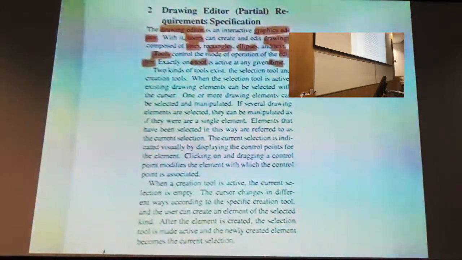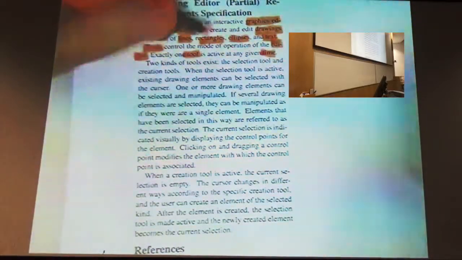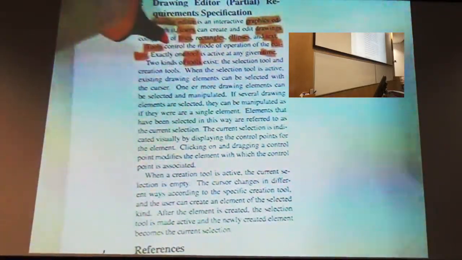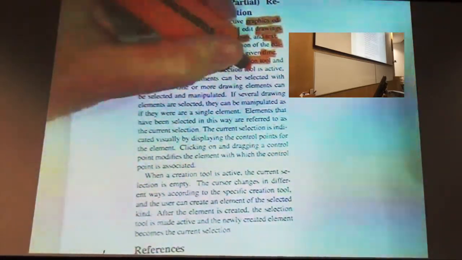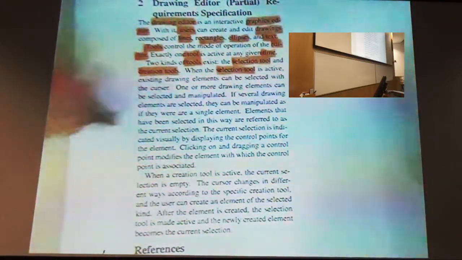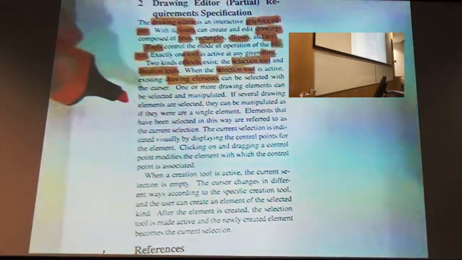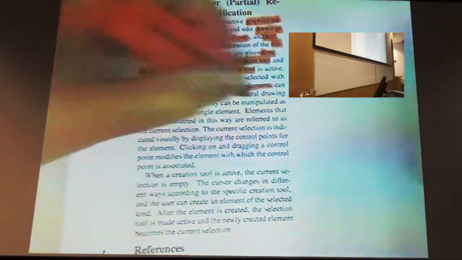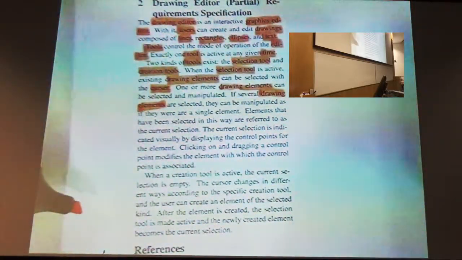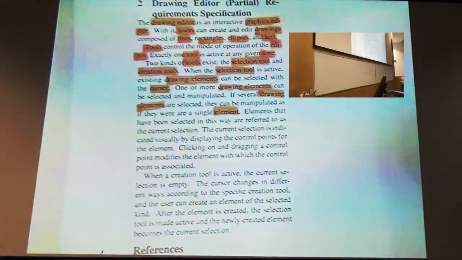If I strictly just highlight the nouns at this point, then it still counts as a noun. Two kinds of tools again. There's a selection tool. There's a creation tool. Selection tool is mentioned again. Drawing elements, I think we already saw that. Cursor, one or more drawing elements. Drawing elements. A single element. There's a tricky sentence in there.